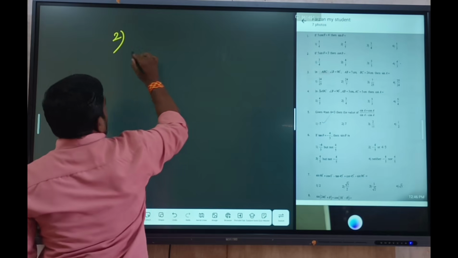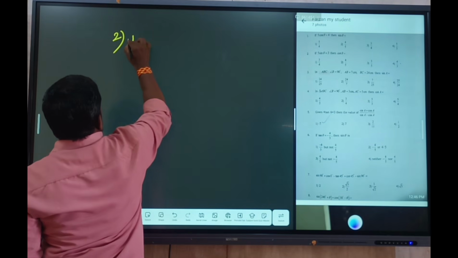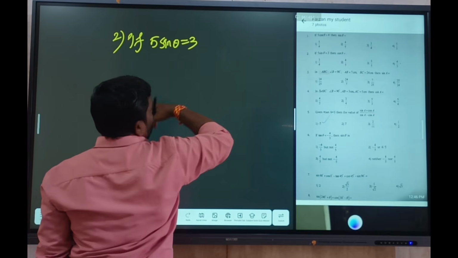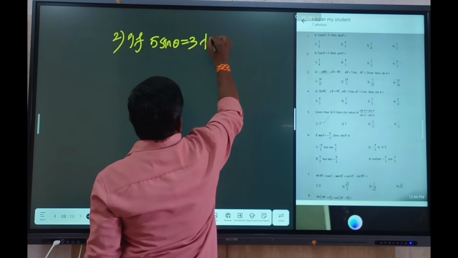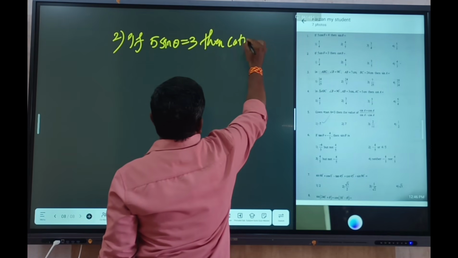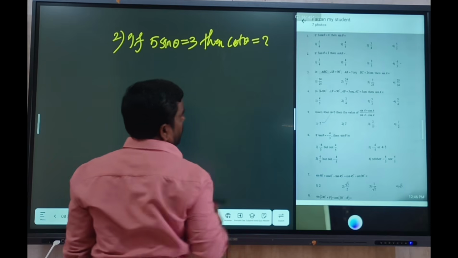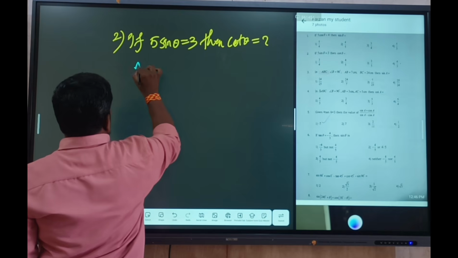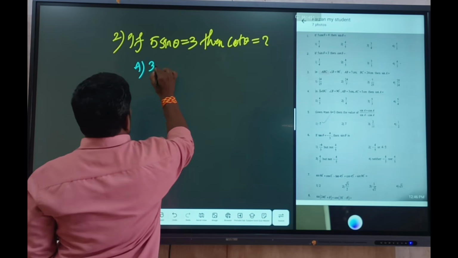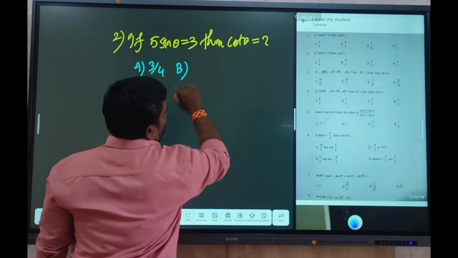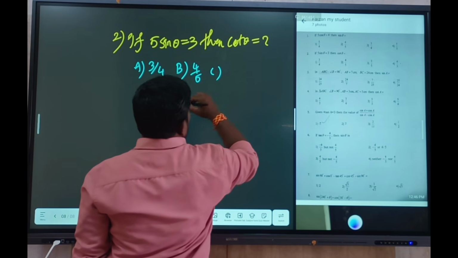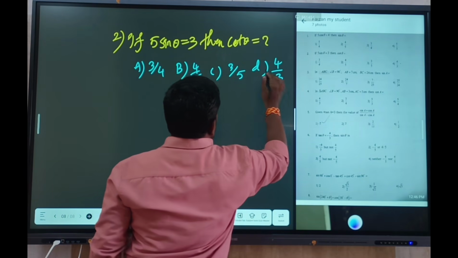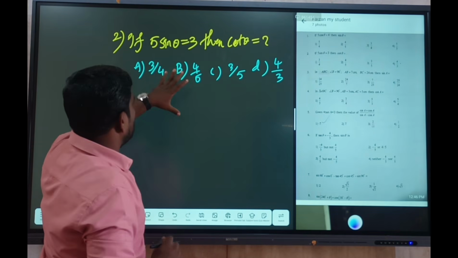Question number 2. What is the question here? If pi sin theta is equal to 3, then cot theta is equal to how much? Option A is 3 by 4, option B is 4 by 5, option C is 3 by 5, option D is 4 by 3. So how to solve this question?